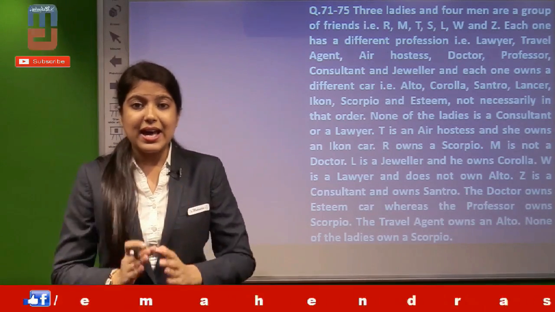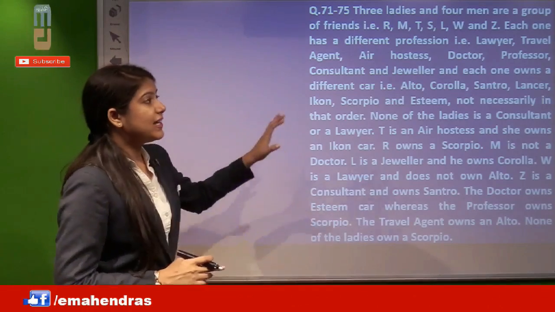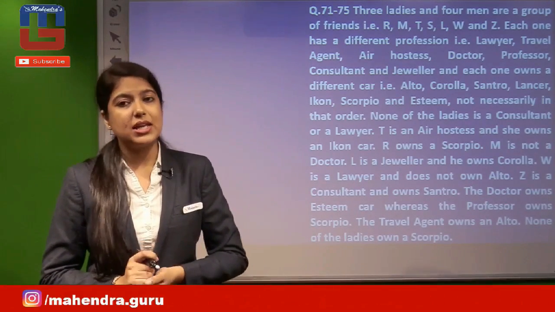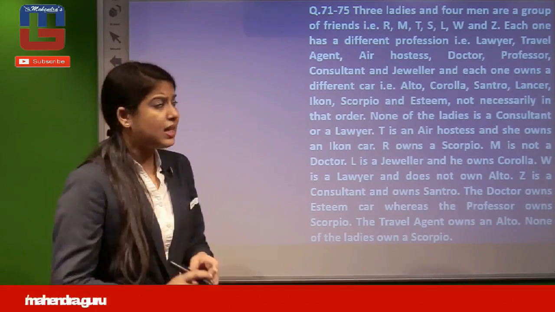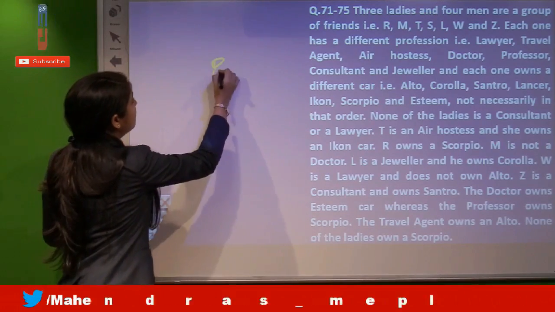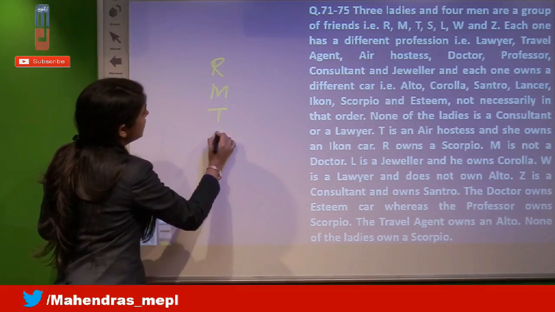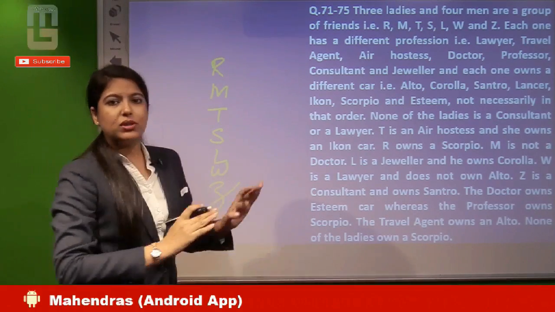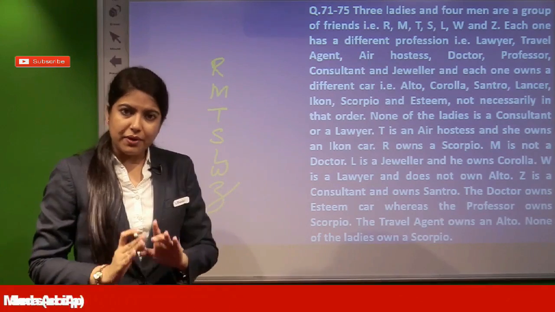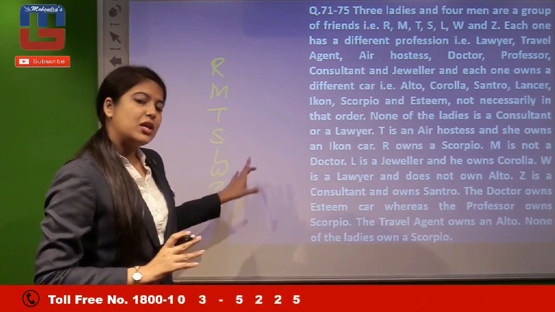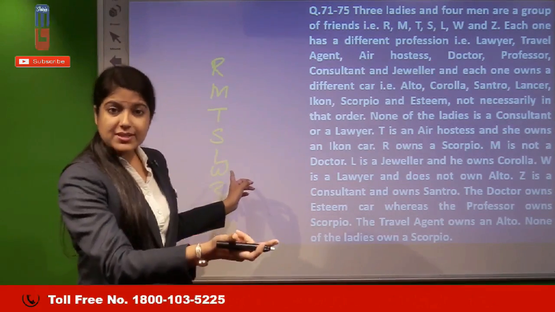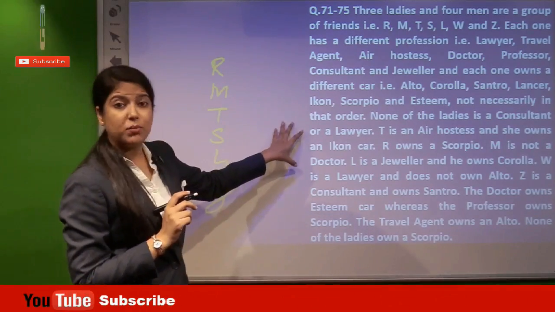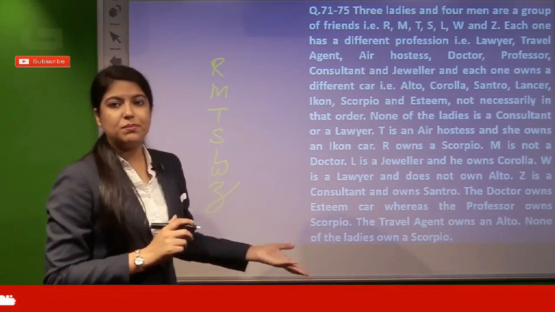Now, as this question says, 3 ladies and 4 men are a group of friends, that is R, M, T, S, L, W and Z. Now see, 3 ladies, 4 men: R, M, T, S, L, W and Z. You just have to pen down the characters at the side of your paper, right? Because as you pen them down, you will be able to put the next conditions in front of these characters, because this whole problem is for only these 7 persons.